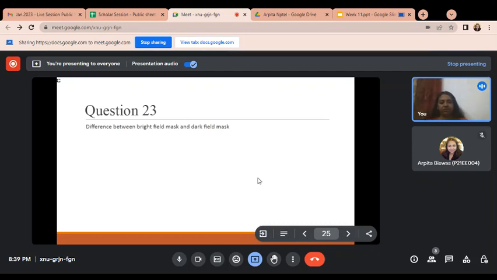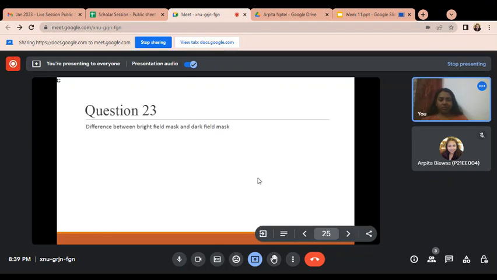So what is the difference between bright field mask and dark field mask? In the bright field mask, the pattern which we want is in dark mode, or chromium is present in that portion, and the outermost portion is transparent. So it is called the bright field mask.